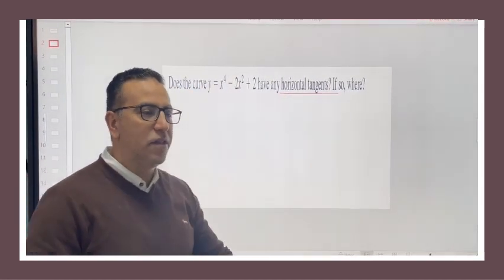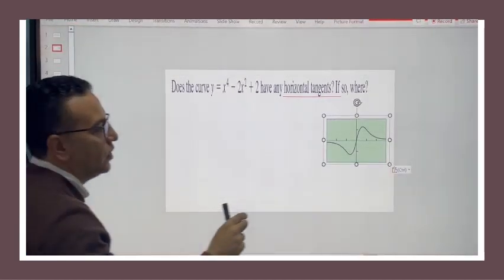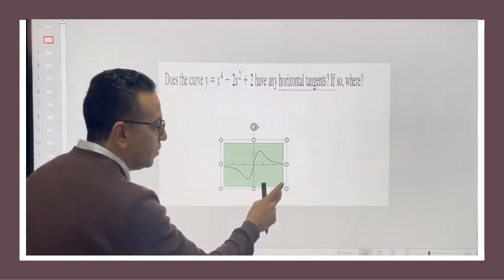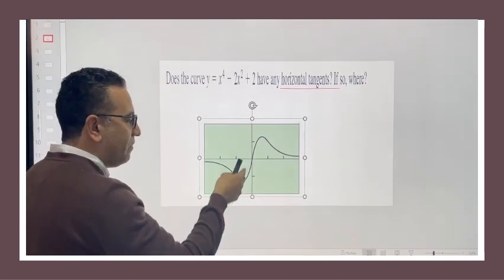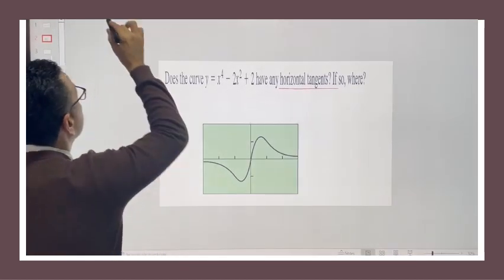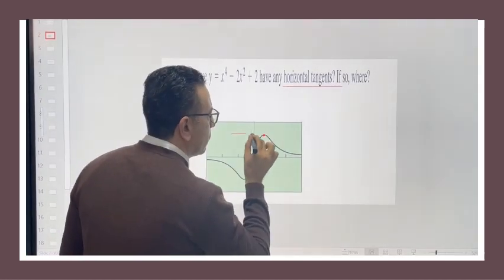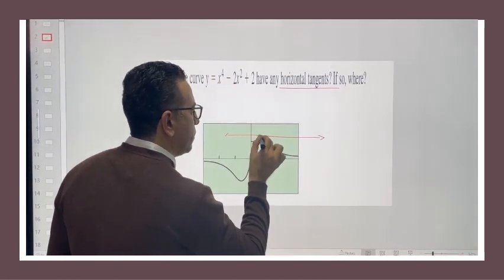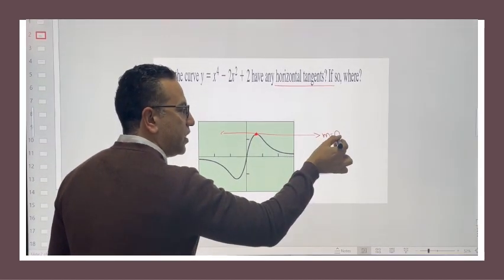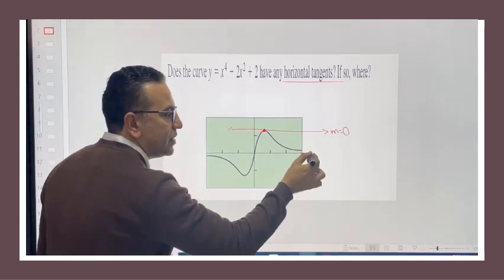Before we understand the meaning of horizontal tangent, we need to get something. This is not the curve of x to the power 4, but I want to just explain something for you. If I have a function and I draw a tangent at this point to the function, what is the slope of this straight line? The slope of this straight line is 0. Why? Because it's a horizontal line which is parallel to the x-axis.